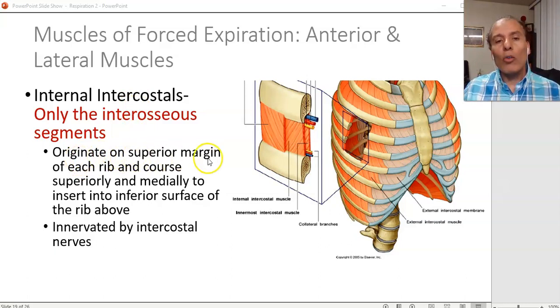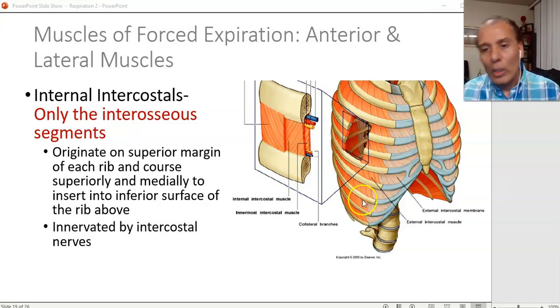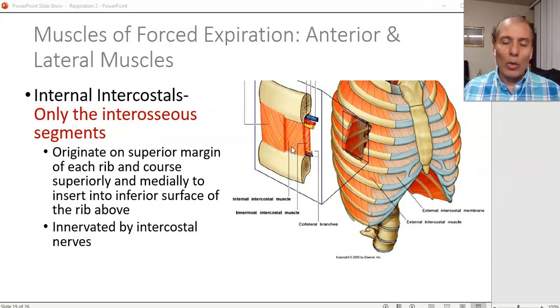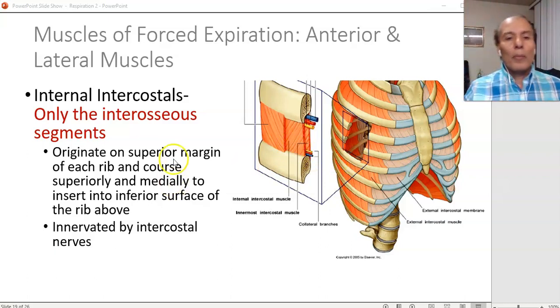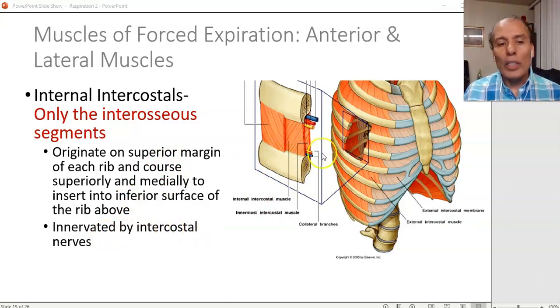So these segments originate on the superior margin of a rib, and they course superiorly and medially, in the direction of the center of the body. So when they pull, they will pull in and down. They are innervated by the intercostal nerves, of course, and they act as one single segment. All of these are going to act as a single sheet, and the other ones on the other side, all of them will act at once as one single set of muscles.